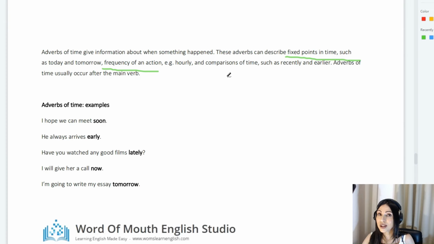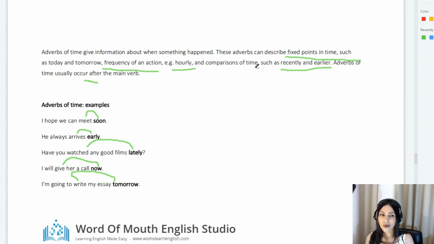So it can describe the frequency of an action or how often you perform this action. For instance, I send out brochures hourly. I take calls hourly. Okay, so they can be used with comparisons of time if you want to compare something to something else, such as the words recently and earlier when making comparisons. Adverbs of time usually occur after the main verb, as you can see in these examples. After the main verb and after the main verb.